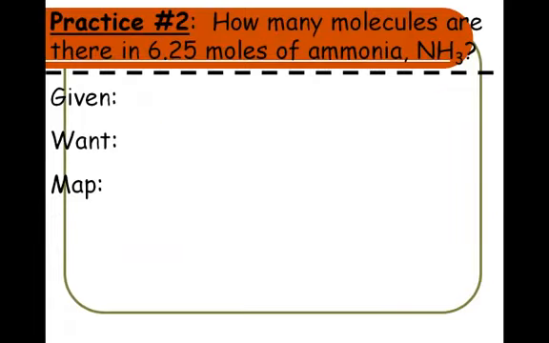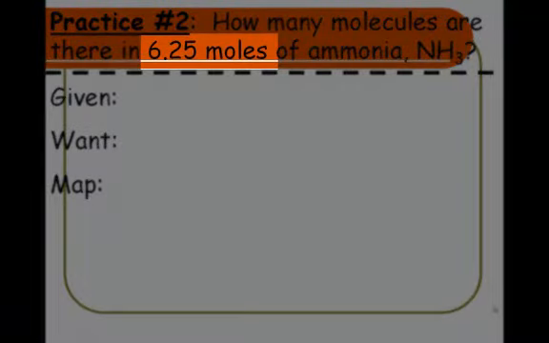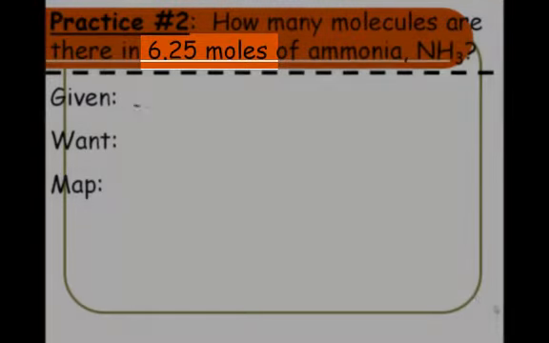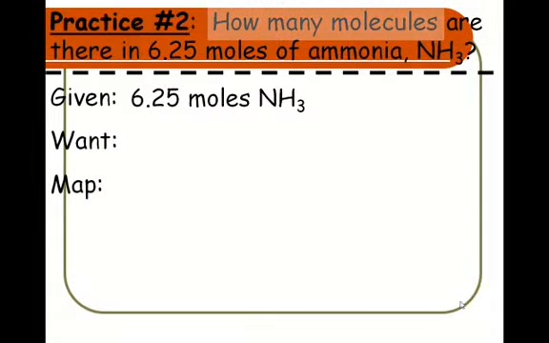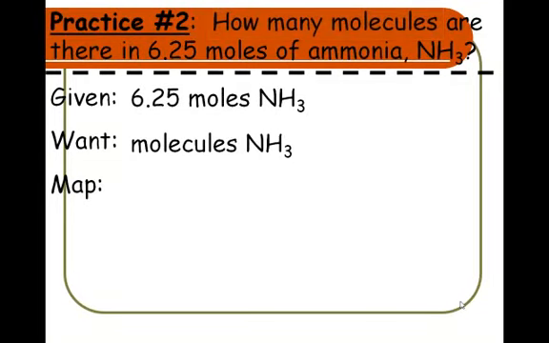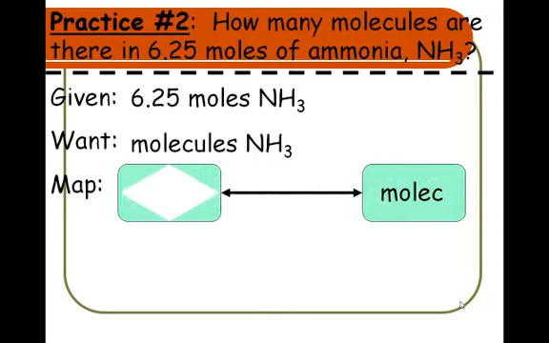So, how many molecules are there in 6.25 moles of ammonia? Well, we're given 6.25 moles of ammonia, and we want molecules of ammonia. So here, this time, we're starting on Mole Island, and we're trying to go to Molecule Island. To do this, we use Avogadro's number.